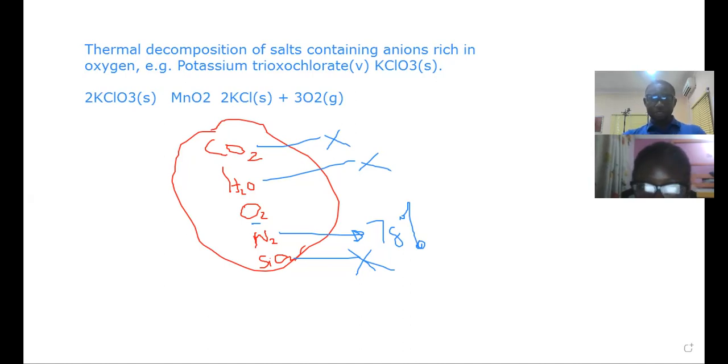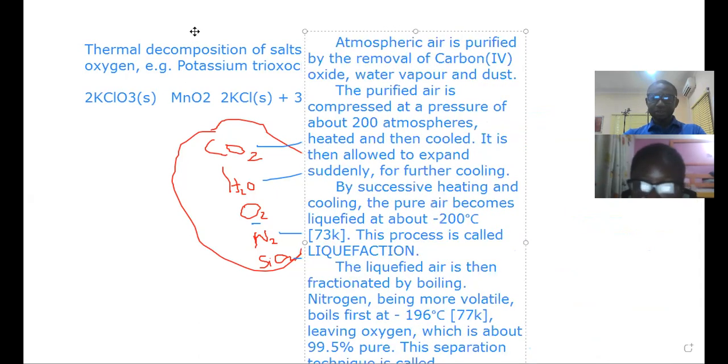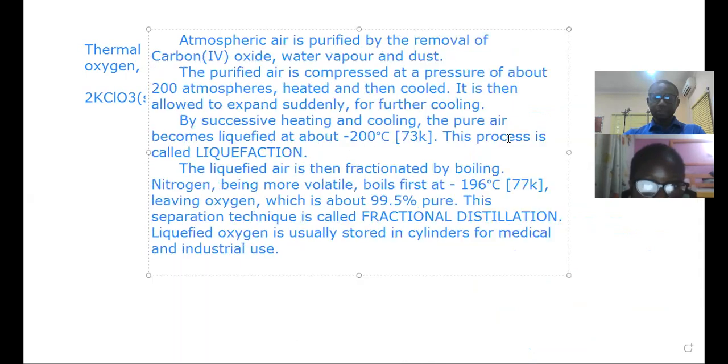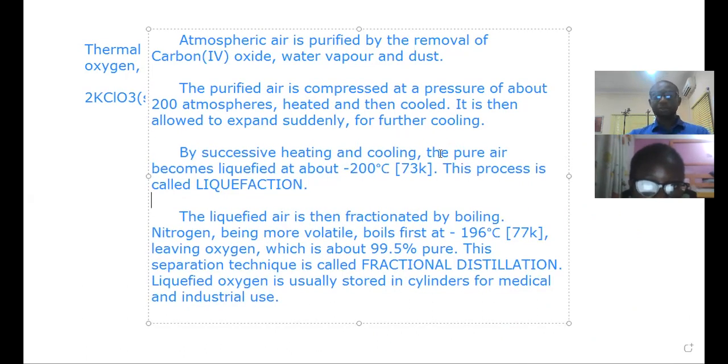Now we'll just go through them for the last time. The first thing is that atmospheric air is purified by the removal of carbon dioxide, water vapor, and dust. The purified air is compressed at a pressure of about 200 atmospheres, heated and then cooled. This heating and cooling makes the pure air liquefied at minus 200 degrees Celsius. The liquefied air is then fractionated by boiling, and nitrogen comes out first, leaving oxygen, which is 99.5% pure. This process, this separating technique, is called fractional distillation.